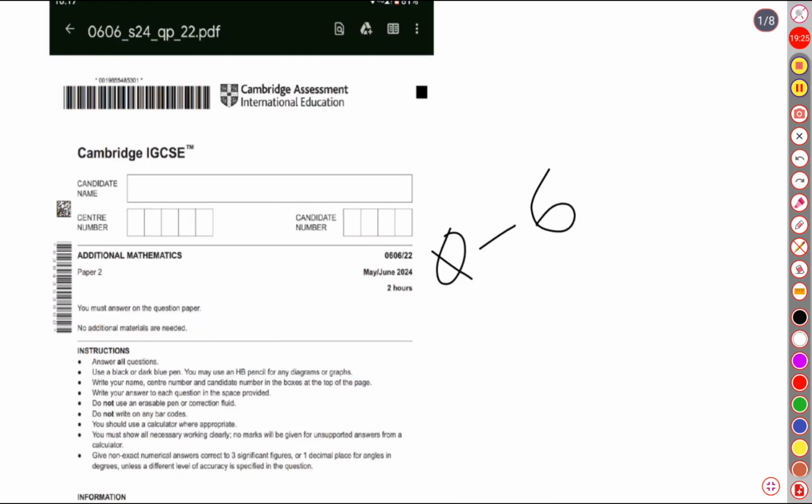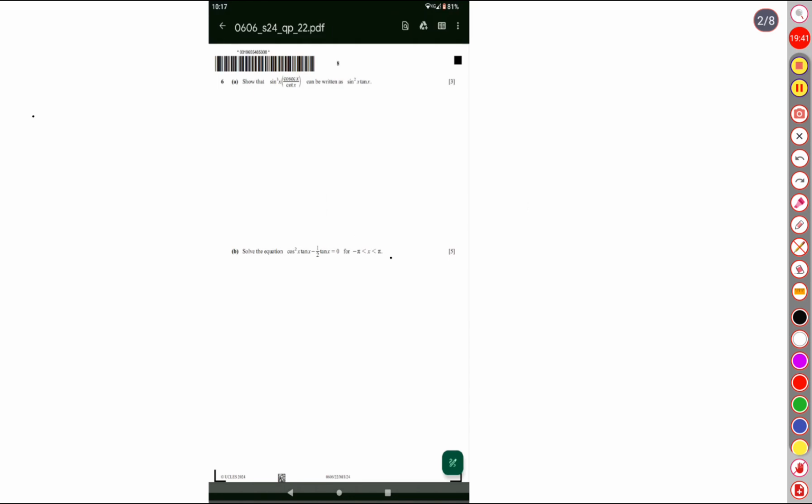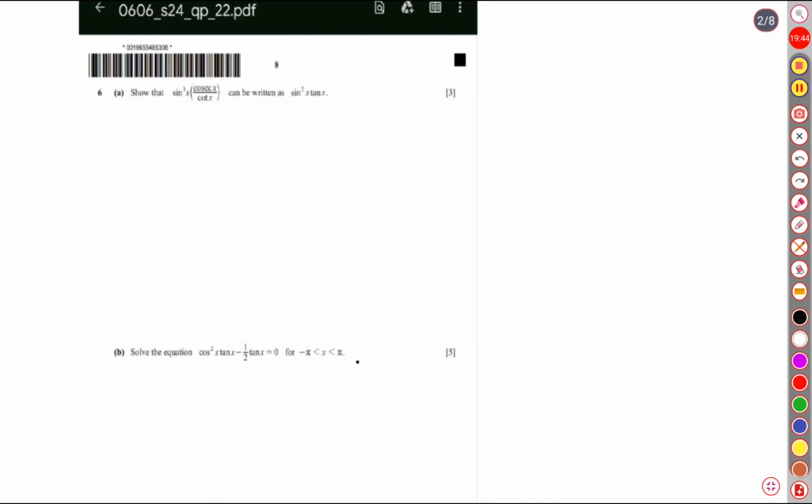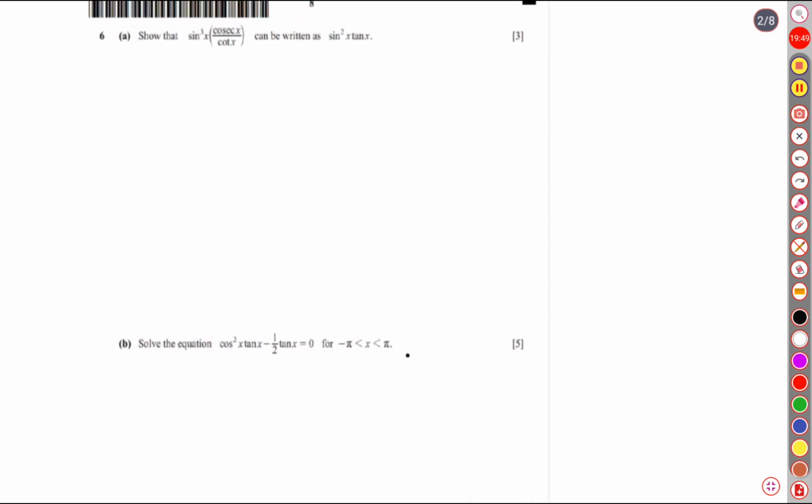Well, so the next question belongs to paper 0606/22, May June 2024, and we are going to solve question number 6. Let's see what question number 6 is. The question says, show that sine cube x into cosec x over cot x can be written as sine square x into tan x.